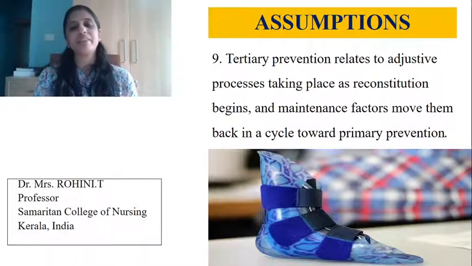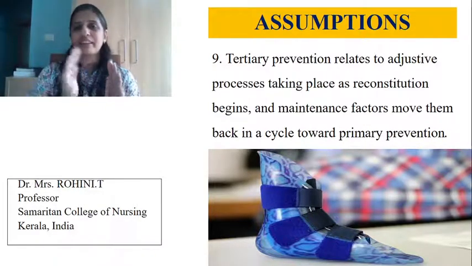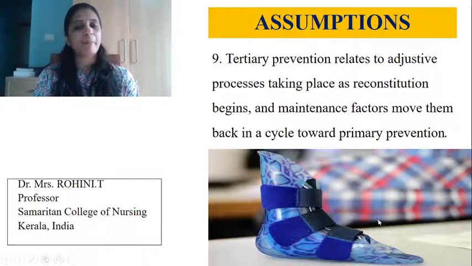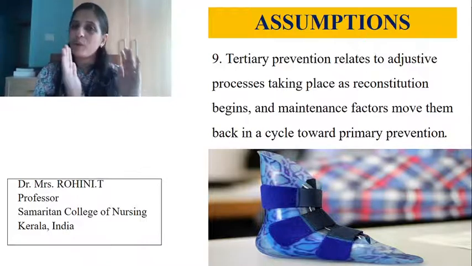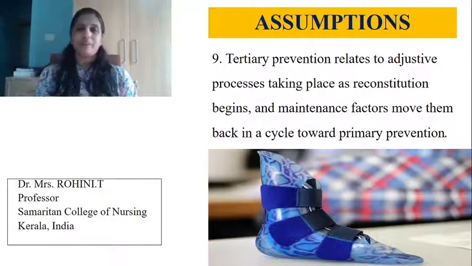So tertiary prevention is taking place as reconstitution begins, with maintenance factors to move back in a cycle towards primary prevention. Once there is a reconstitution, the person has adjusted. Say for example, even for a below-knee amputation or a foot amputation, you go for a prosthesis. Now you have adjusted, and again you're going back to primary prevention.